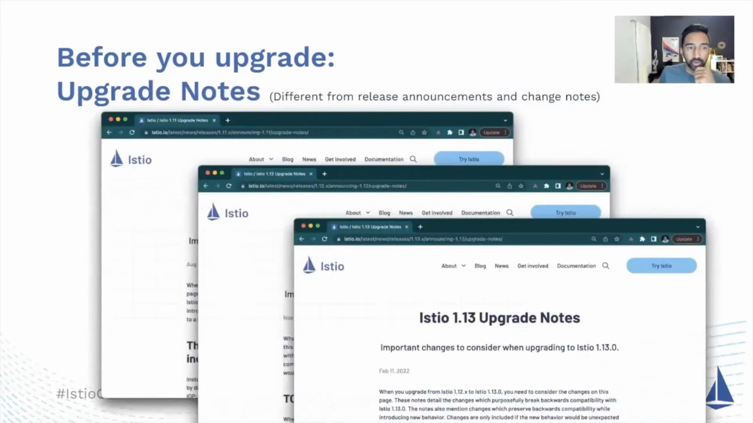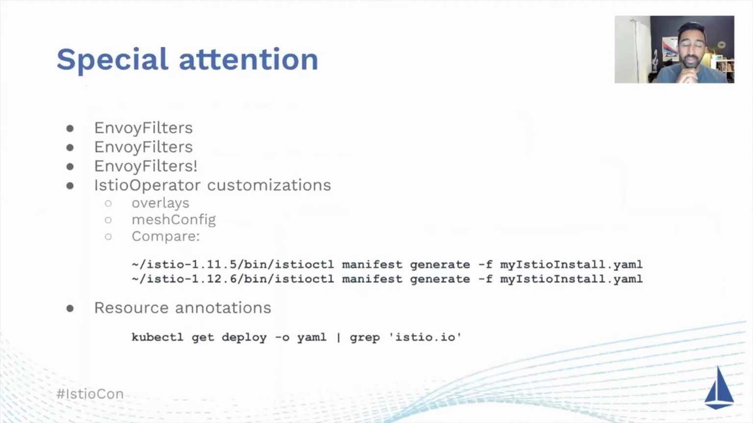And then read the upgrade notes, right? These are different from the release notes or the change notes that go into more detail. The upgrade notes are very specific to what are the things that you should be looking out for when upgrading from one version to another. Some of the gotcha special configurations that you need to look out for.